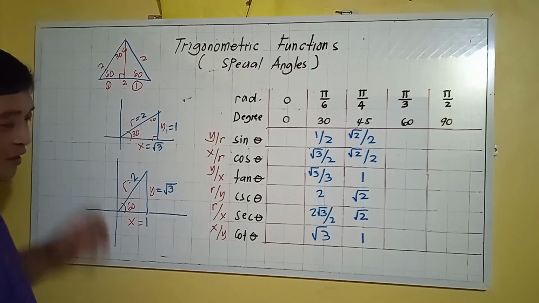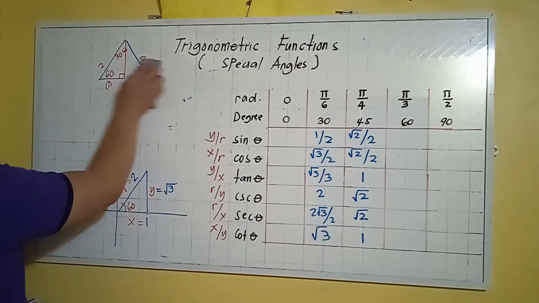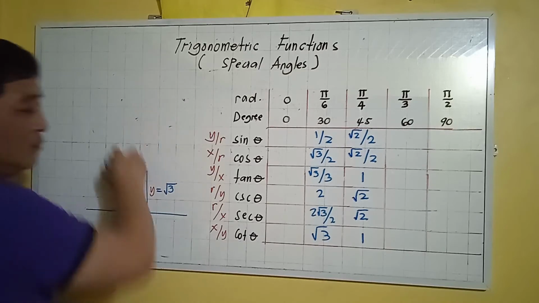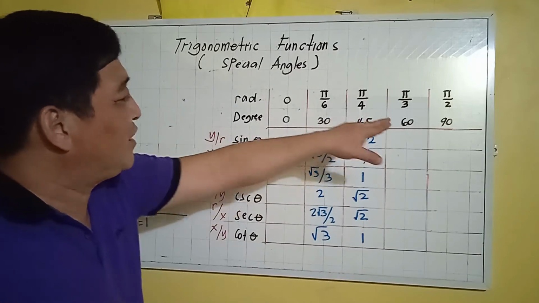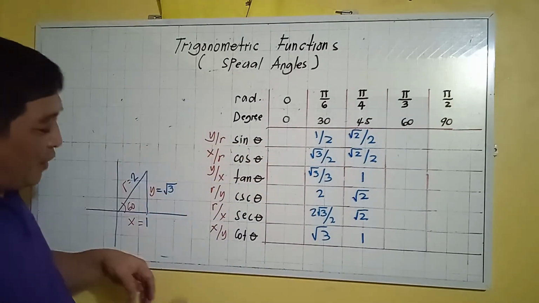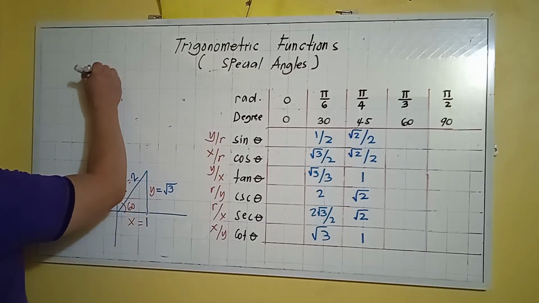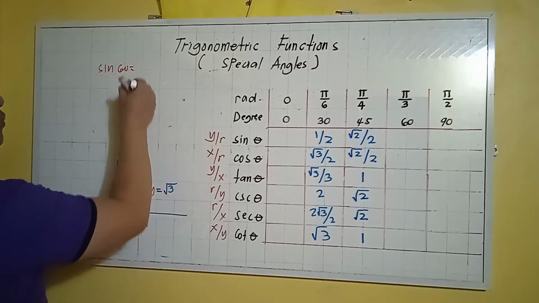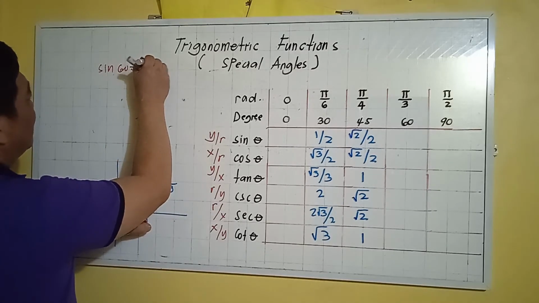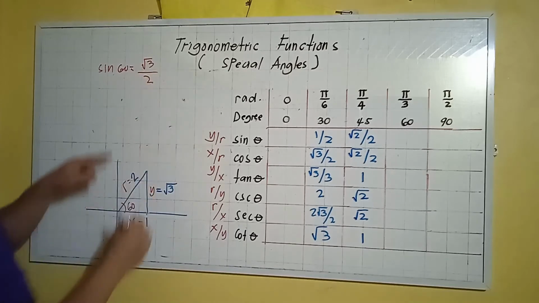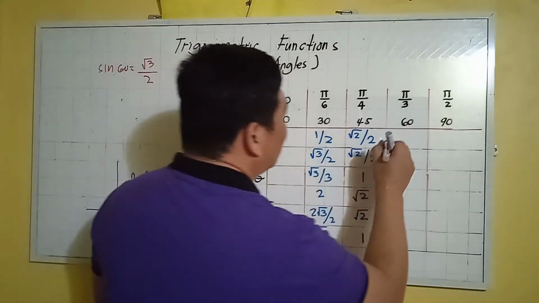Now, let's consider this one, 60 degrees. Burahin ko na to. So, nandito na tayo sa 60 degrees. Ano yung value ng sine 60 degrees? Meron tayong ratio y over r. We have sine 60 is equals to y over r. Yung y natin is equals to square root of 3. Yung r is equals to 2. So, meron tayong sine 60 is equals to square root of 3 over 2.